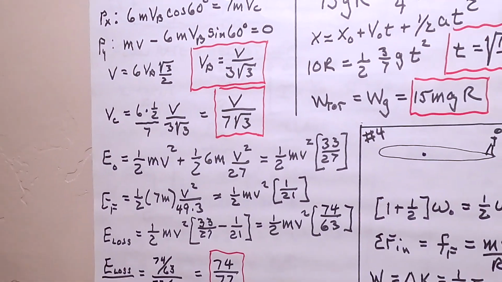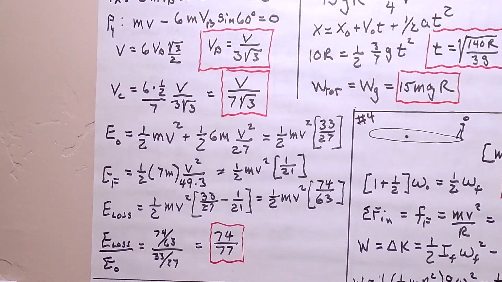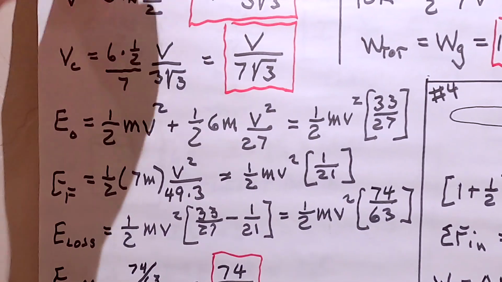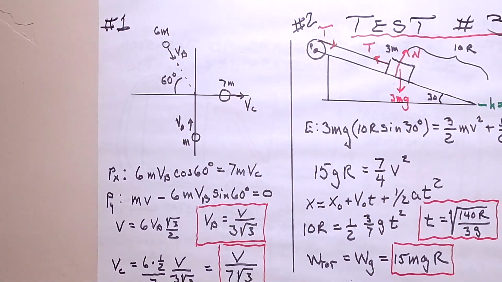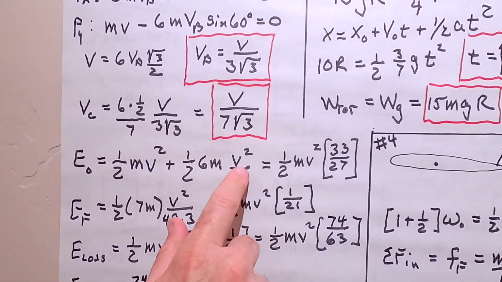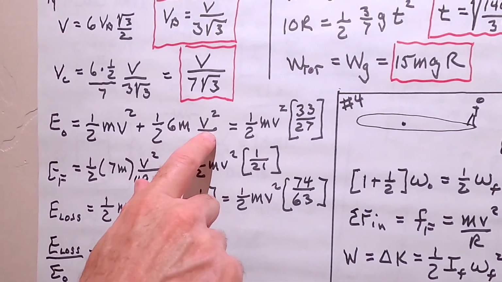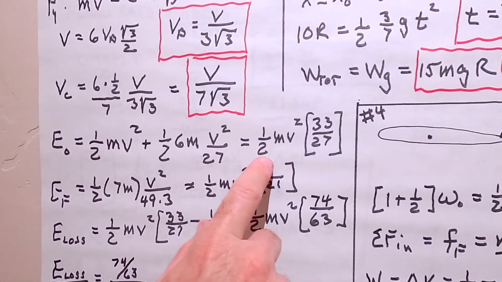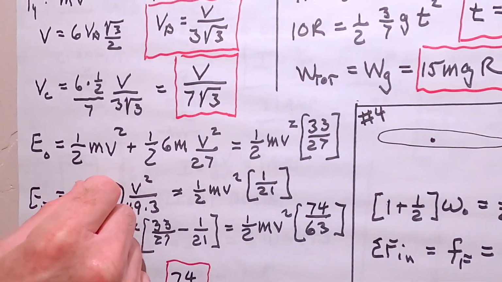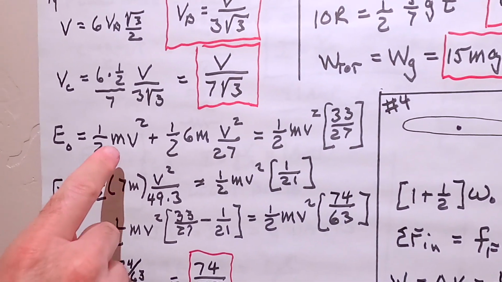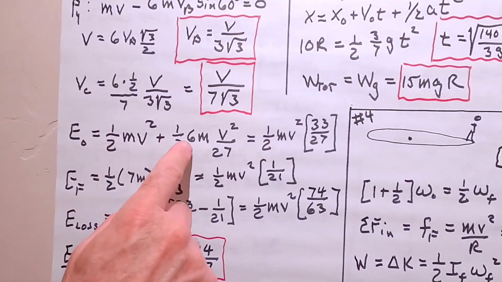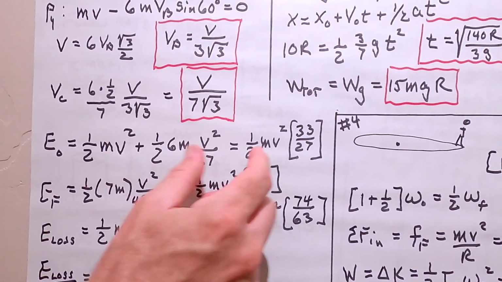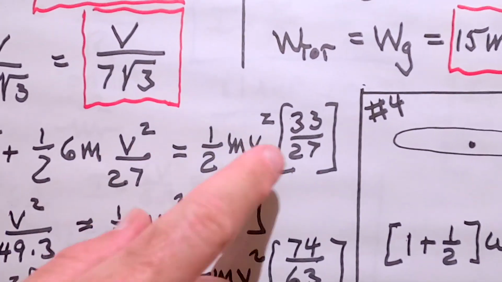Okay, and then I said, what fraction of the original energy was lost? First we'll find the original energy. It's the kinetic of this one plus the kinetic of that one: 1/2 mv squared plus 1/2 6m times VB squared. That squared is just 27 right there. I'll pull out the 1/2 mv squared, and you're just left with 1 plus 6/27. Then I can combine the 1 plus 6/27 to 33/27. So there's the original energy.